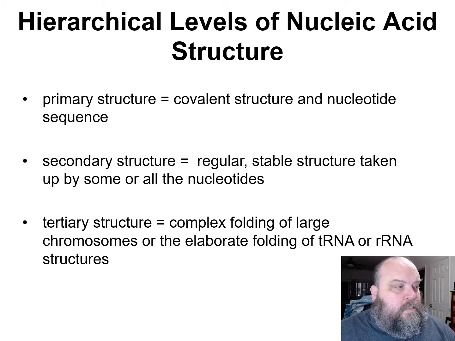When we look at the structure of nucleic acids, it turns out there is some complexity above just a strand of nucleotides. Just like we talked about with proteins, here we're going to see different levels associated with things: primary, secondary, tertiary. Primary structure is basically just the nucleotide sequence: AGCT, AGCU, DNA, RNA.